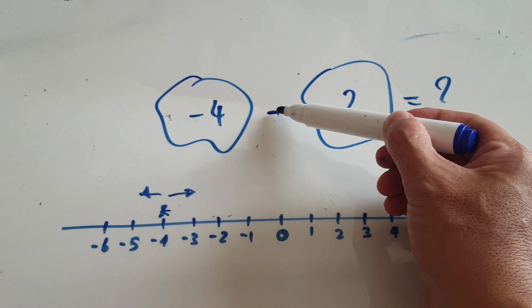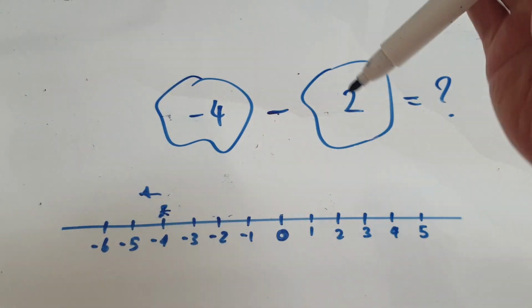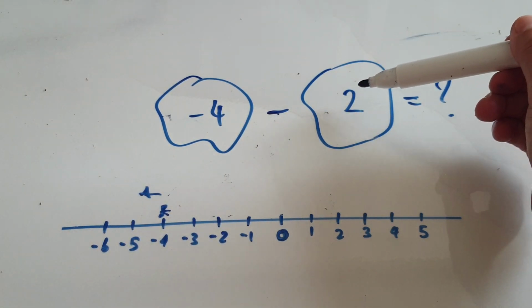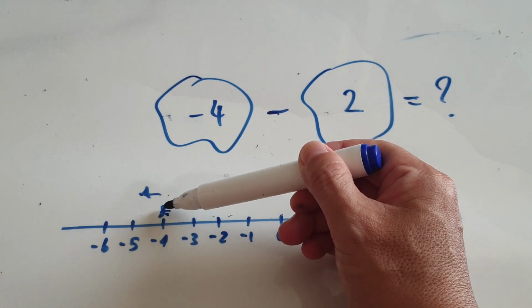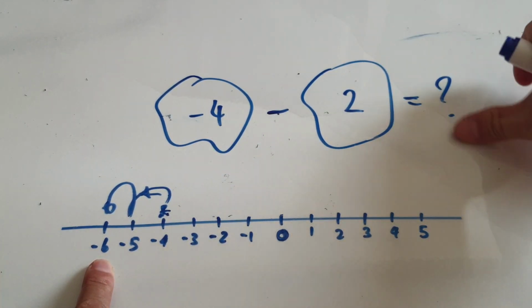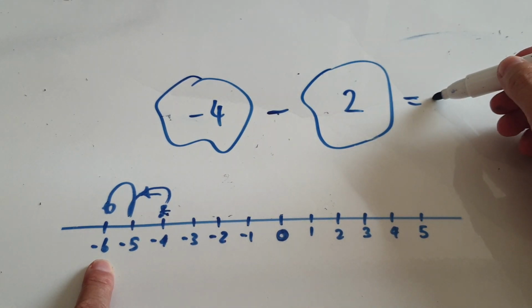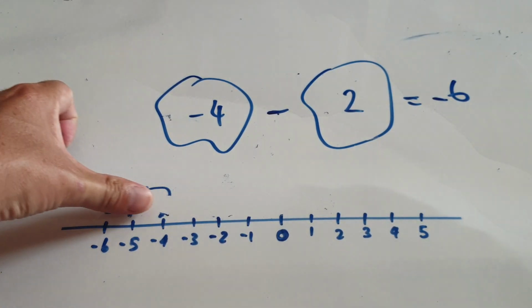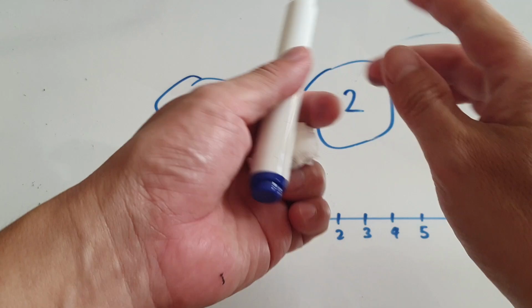So in this case, it's take away. So you minus this many steps, 2 steps. So you're starting here, 1, 2. So this is your answer, this location right here. It turns out to be a negative 6. Okay, so another example.